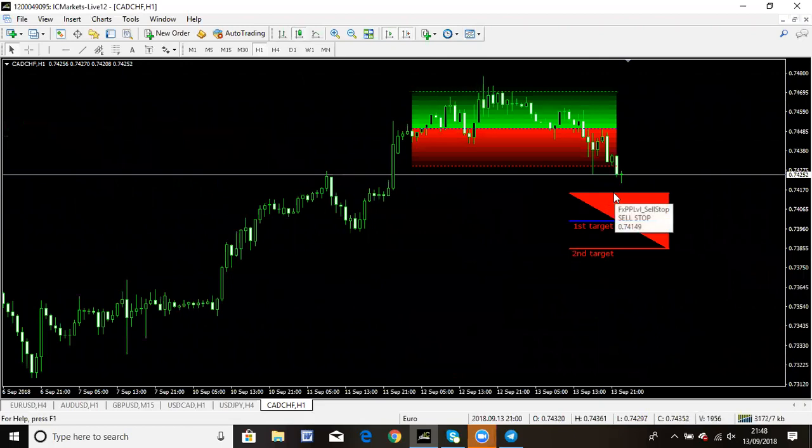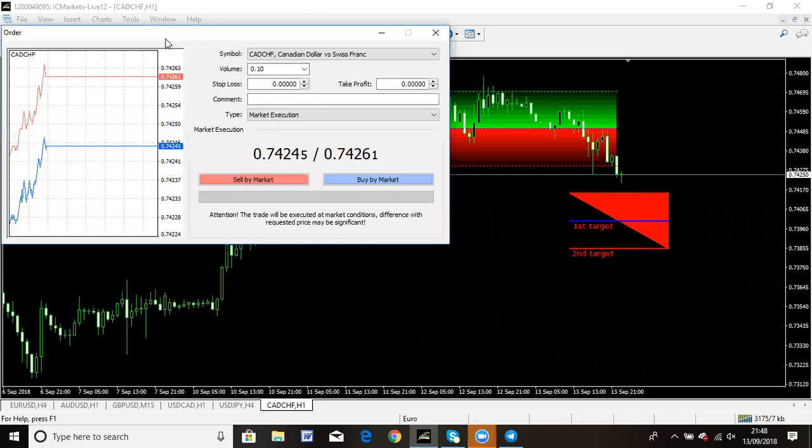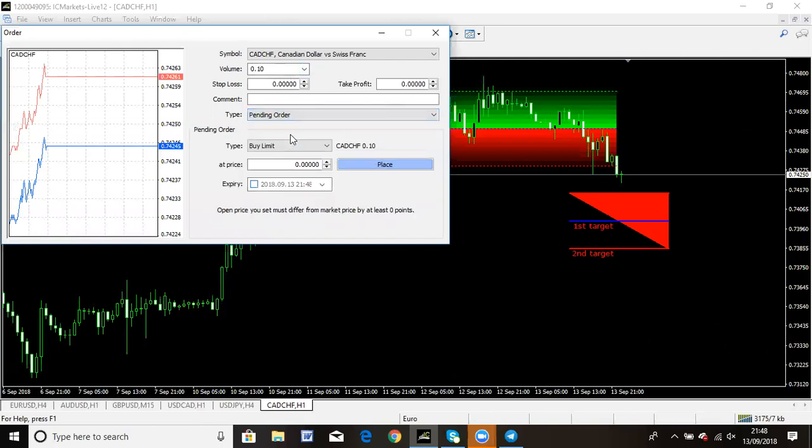So it's 0.74149. That's the entry, our entry point, sell stop. It's a sell stop order. When you guys are doing a sell stop order, I'm actually going to take a trade on this one. All right, so I'll quickly show you. It's a pending order. So we're going to have sell stop, and I'm going to have the exact precise entry that I have here.